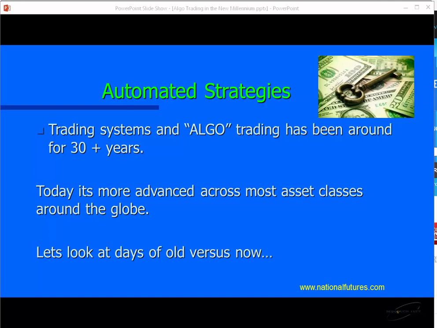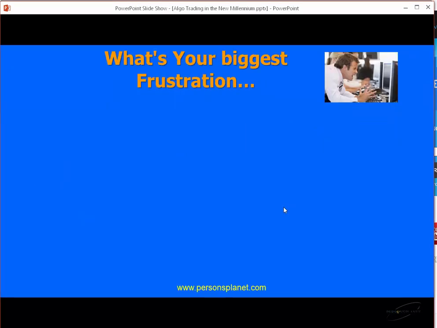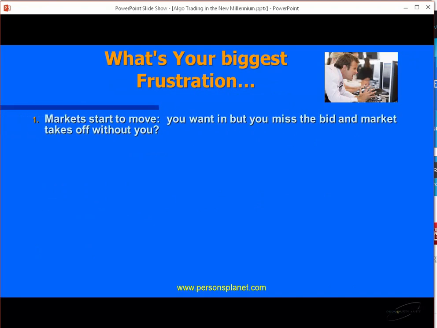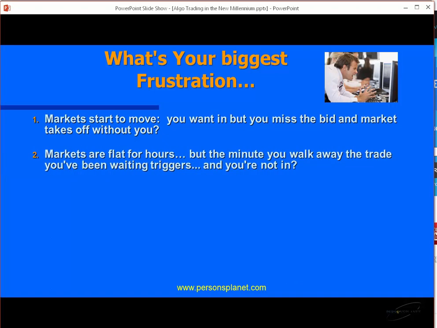There is a big difference between the days of old versus now. Let's take a gander. What's your biggest frustration been in the markets as an individual trader? You sit there, the markets are starting to move and you want in, but you miss the bid and the market takes off without you. That's happened to a lot of us, right? That's very frustrating. The markets are flat for hours, and that's been what we've been dealing with in 2018, except for in equities and earnings reports, right?